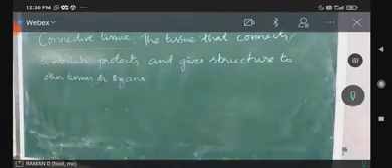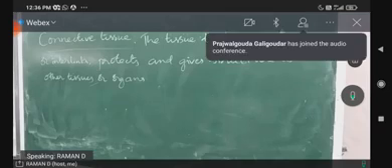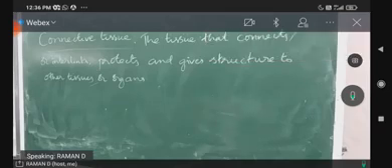The tissue that connects or interlinks, protects, and gives structure to other tissues or organs is known as connective tissue.